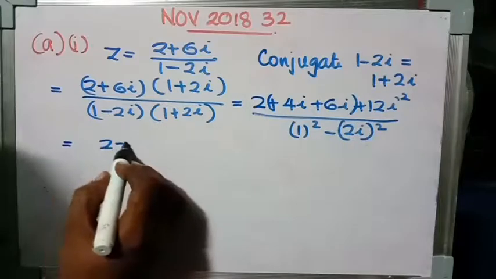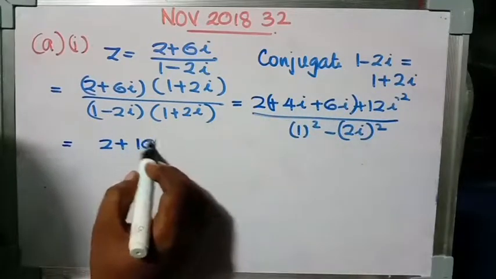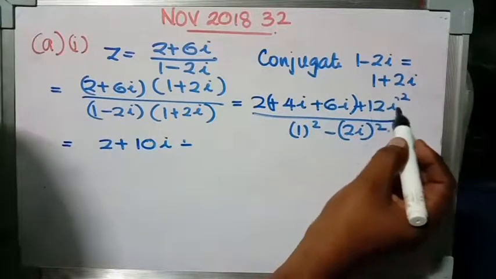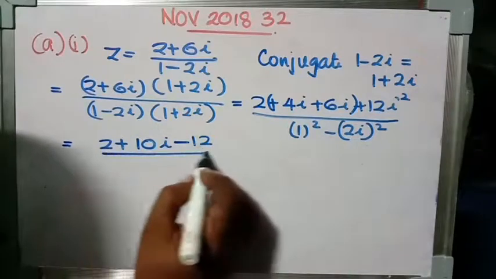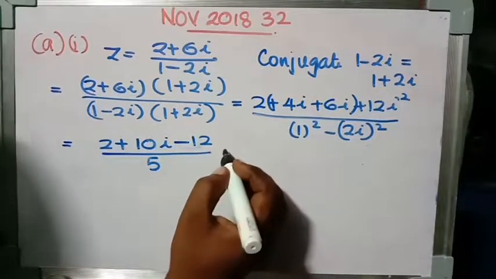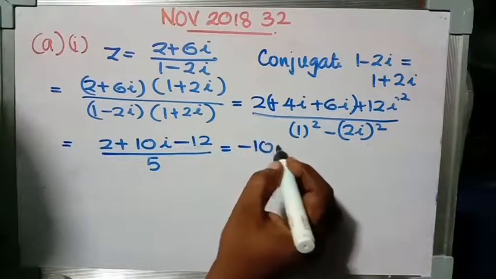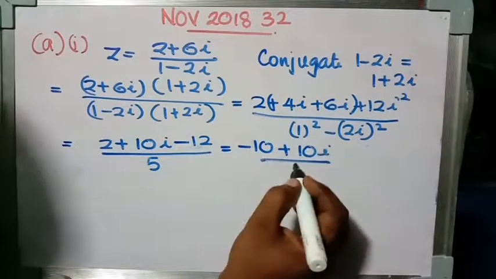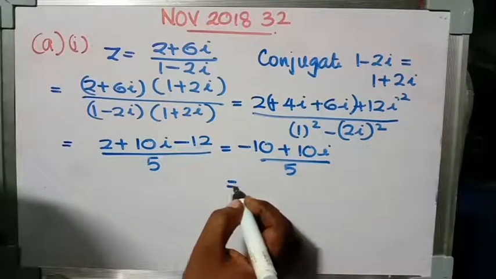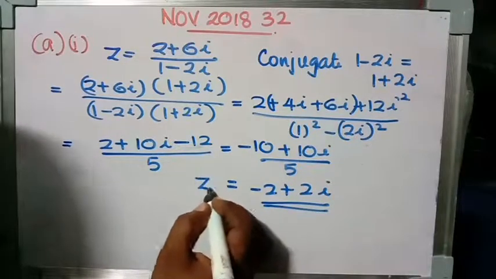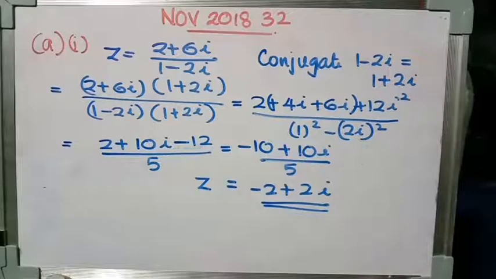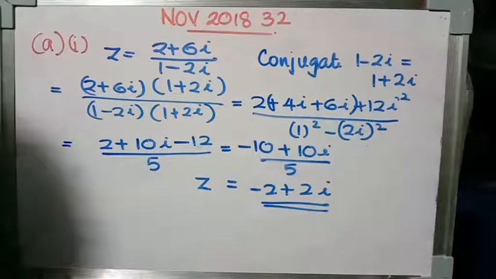So that is equal to 2 plus 4i plus 6i, which is 10i, plus 12i squared, which becomes minus 12 because i squared is minus 1, divided by 5. That is equal to minus 10 plus 10i divided by 5. It can be written as minus 2 plus 2i. So this is the answer for this question.